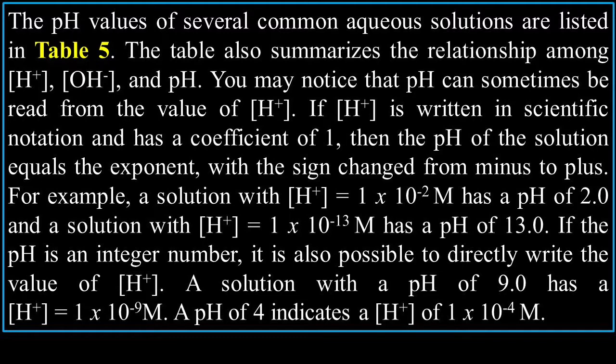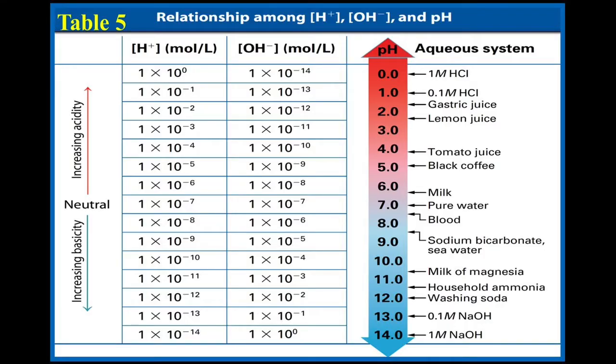If the pH is an integer number, it is also possible to directly write the value of H plus ion concentration. A solution of pH 9 has a H ion concentration equal to 1 times 10 to the negative 9th molar. A pH of 4 indicates the molar concentration of the H ion concentration to be 1 times 10 to the negative 4 molar. And here is Table 5 as promised, with various items and the corresponding pH of those items. For instance, pure water is 7, blood is between 7 and 8.